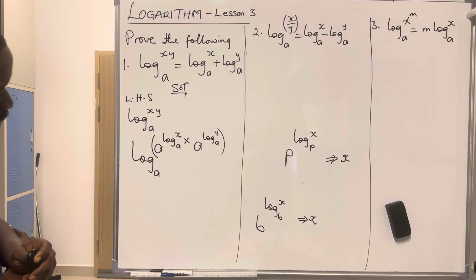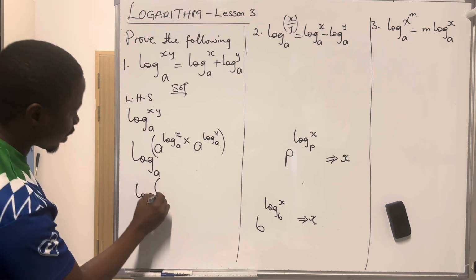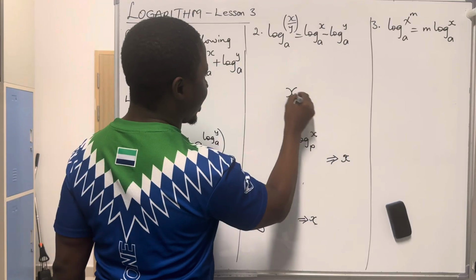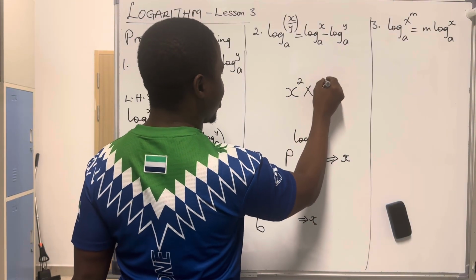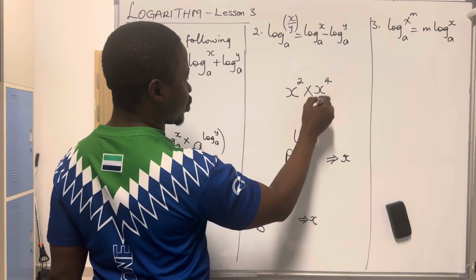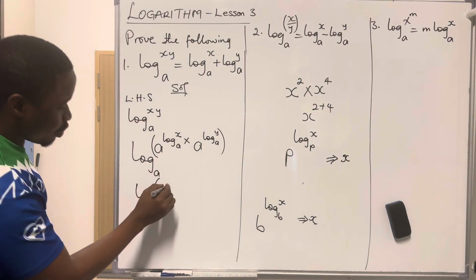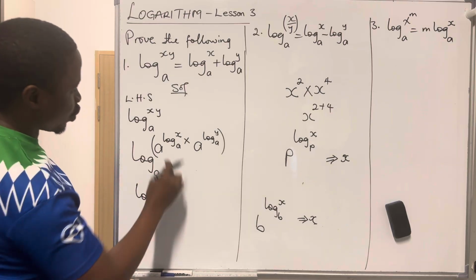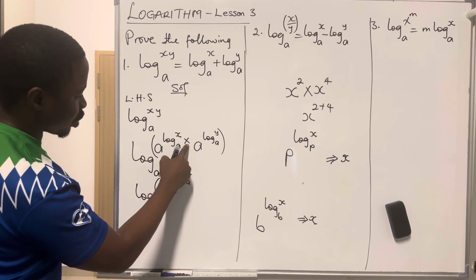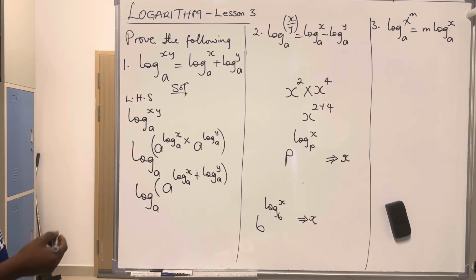Okay. So what is next here? We have a here already. This is a raised to a power times a raised to a power. So if you have x to the power of 2 times x to the power of 4, what do we do? We take one base. Then because of multiplication, we add the powers. So we say 2 plus 4. So base a, separated by multiplication sign, we take one base. We add the powers: log x base a, because of multiplication, plus log y base a.